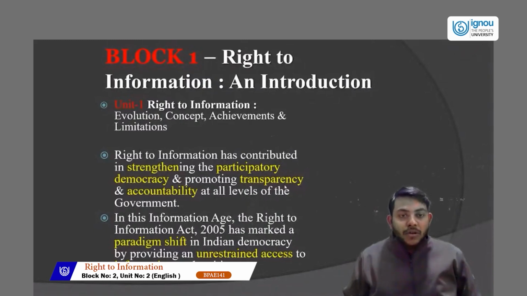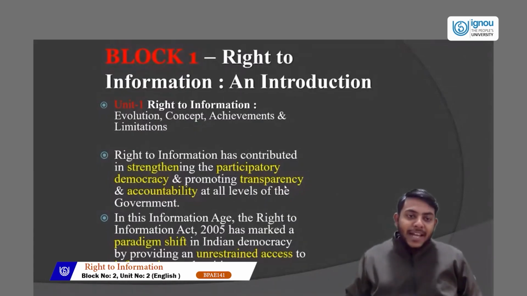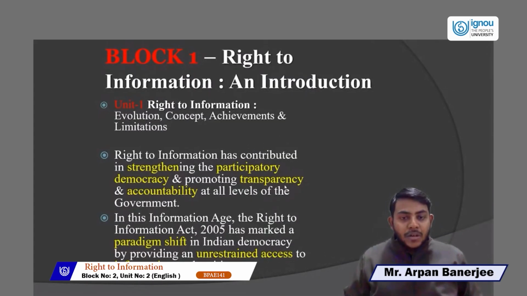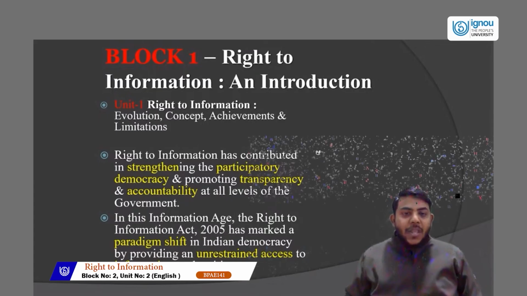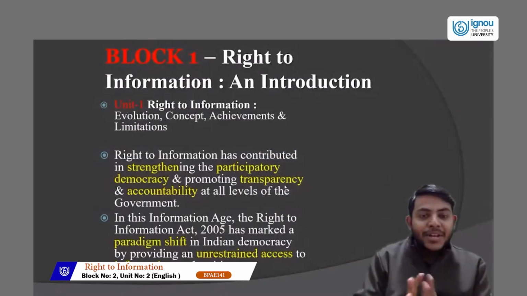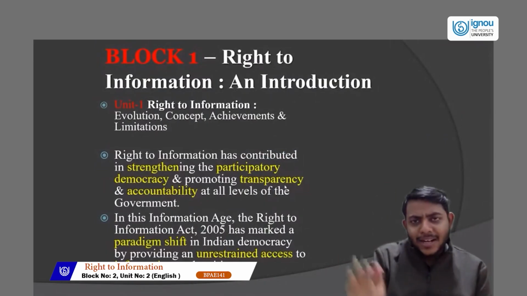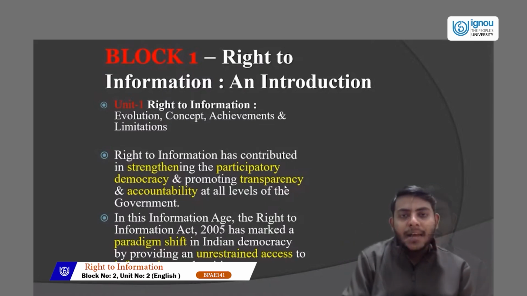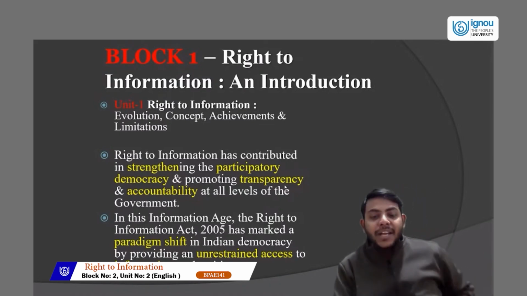So let us begin with the first unit of this first block, which is relating to the concept of RTI, the evolution of this concept, the achievements that this concept has made, and also the limitations that it has encountered. As we all know, right to information has contributed in strengthening the participatory democracy in our country, not only in our country but across the world. And also, it has played a significant role in promoting transparency and accountability at all levels of government.